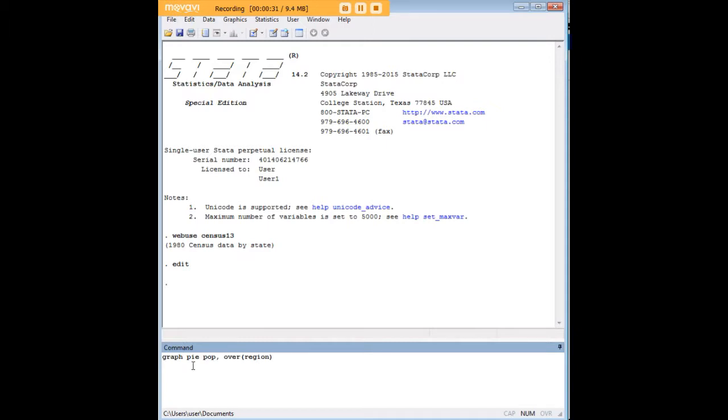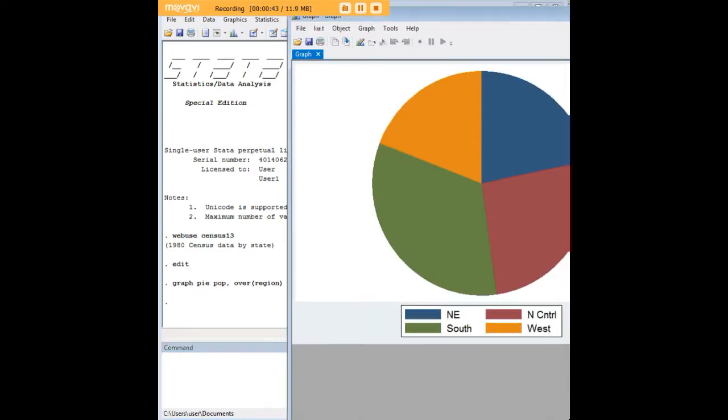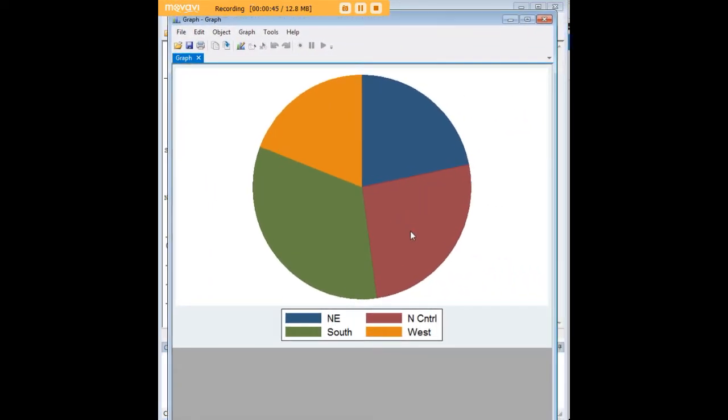It's graph pie followed by the continuous variable of interest, which in this case is population, or pop, then a comma, over, and in parentheses, region. Okay, so when you do that and you run it, you can see how population is distributed by region.